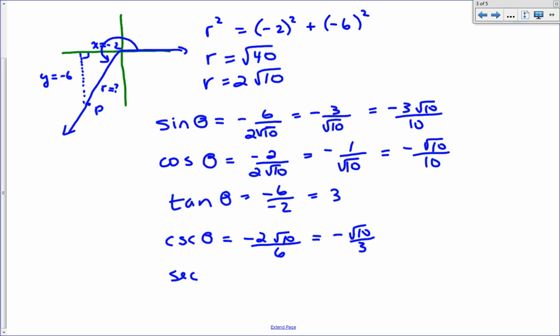Our secant of theta will be negative 2 root 10 over 2. Notice I'm just pulling the negative out front rather than just keeping it with the denominator. And that gives us negative root 10. And our cotangent will be our x over our y, so it will be 1/3.